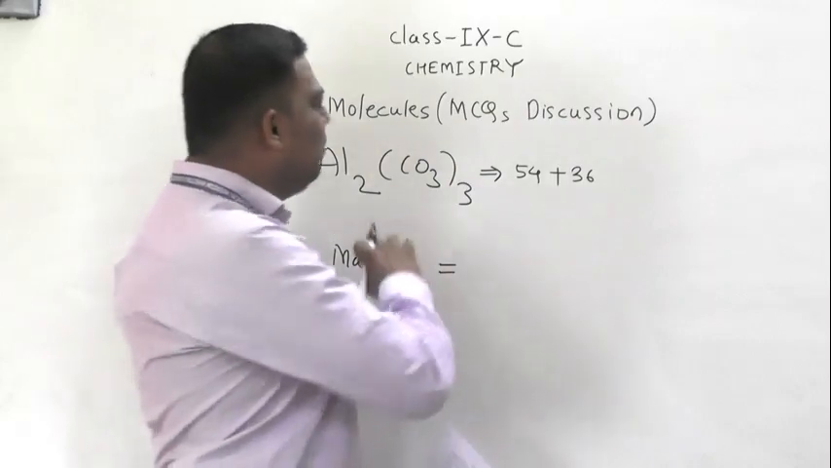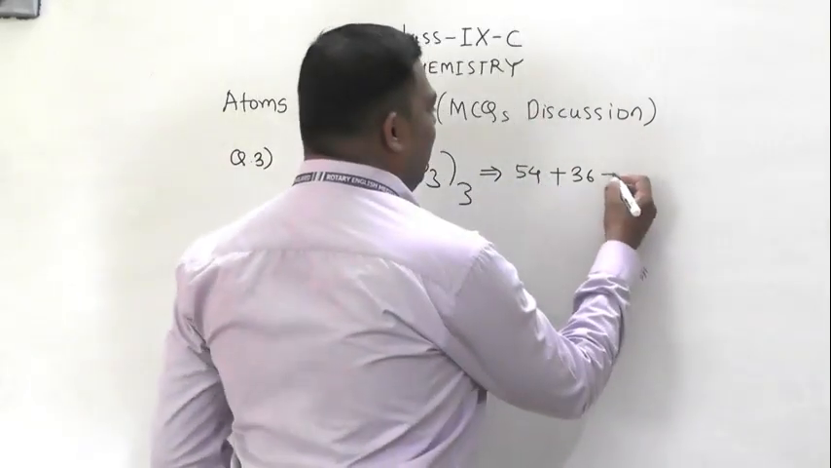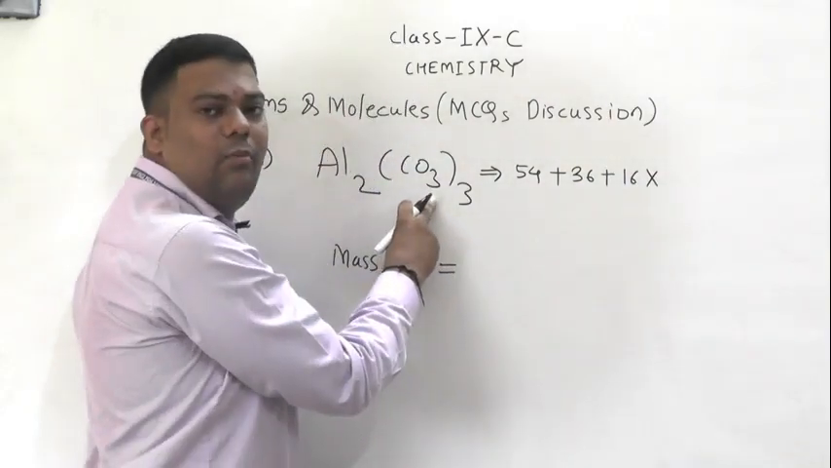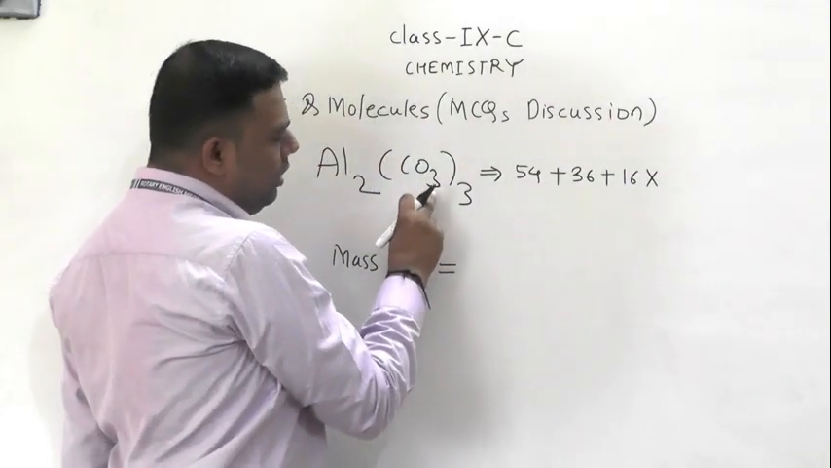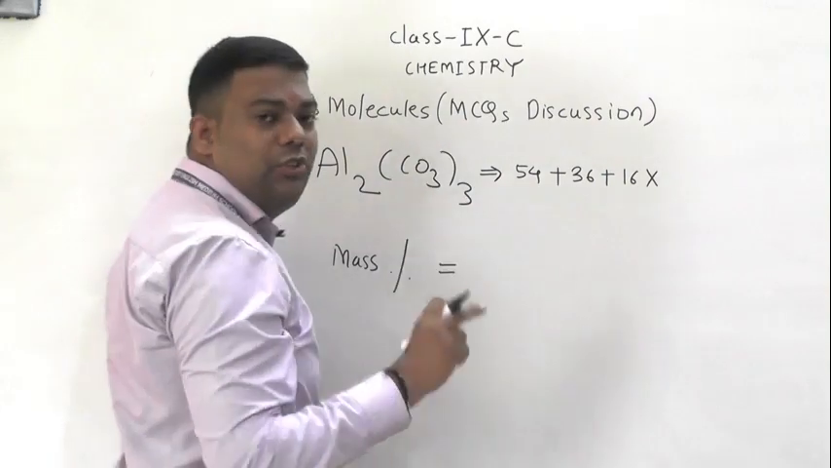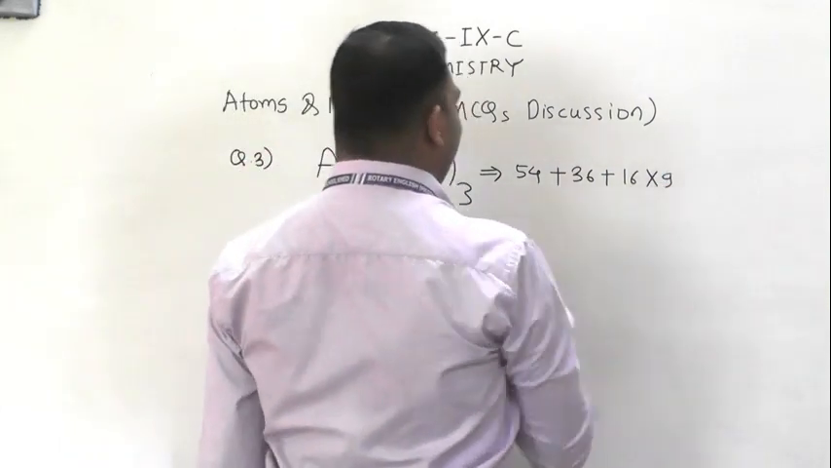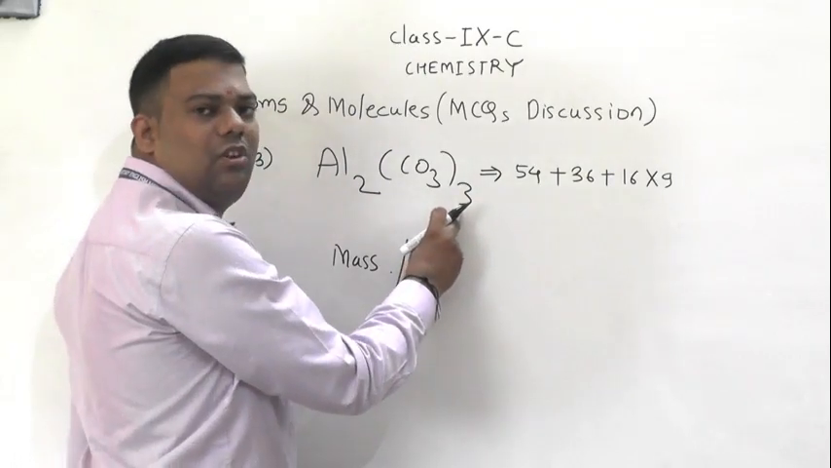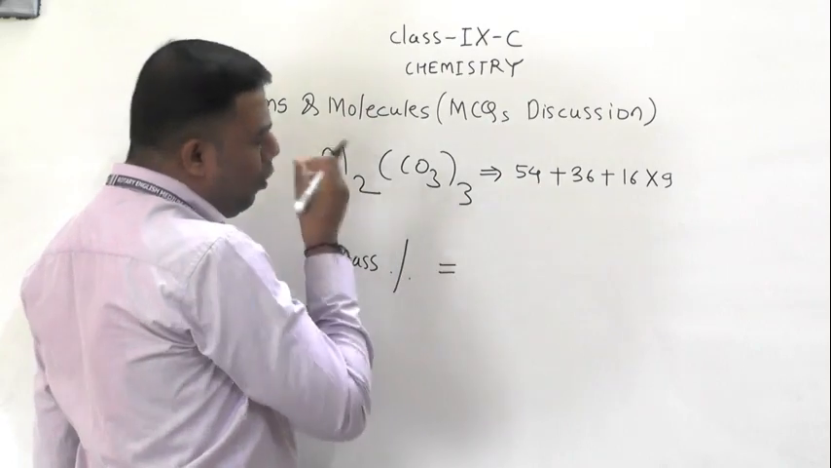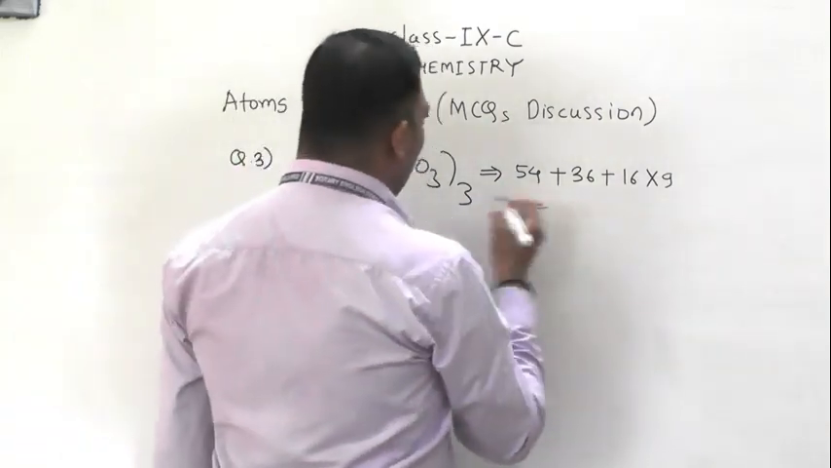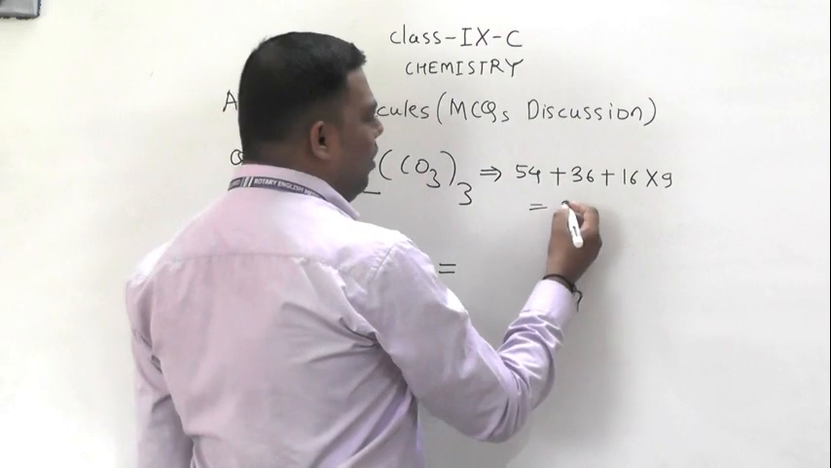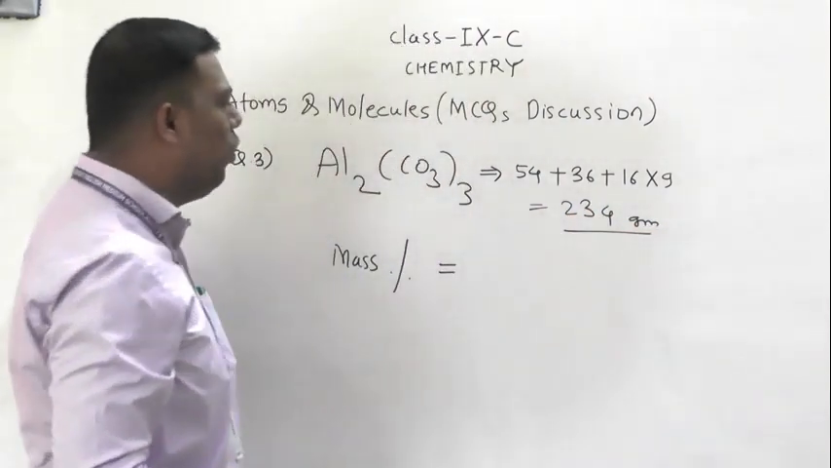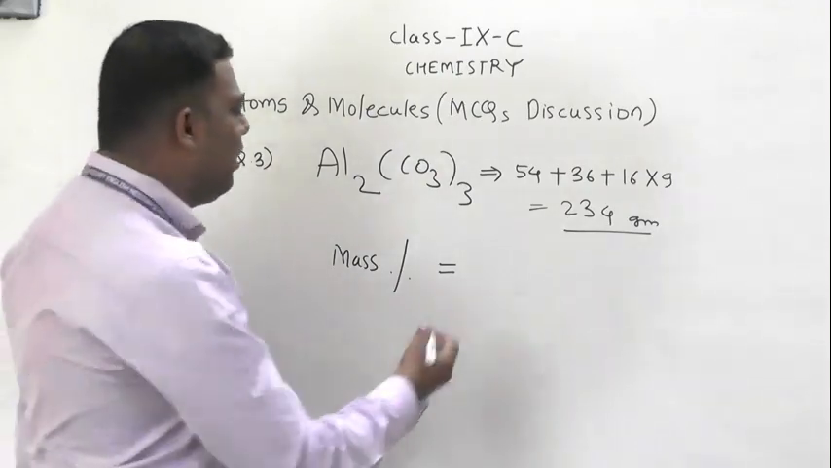So all this, 16 into 9 plus what? 16, because each oxygen atom is 16. See, 3 threes are 9, so oxygen is 9 here. 16 into 9. So this 54 plus this 36, then you will get the molecular mass of this full compound: 234 gram.